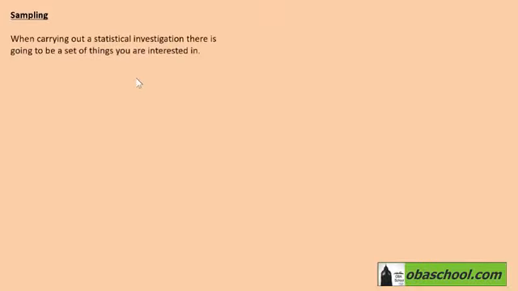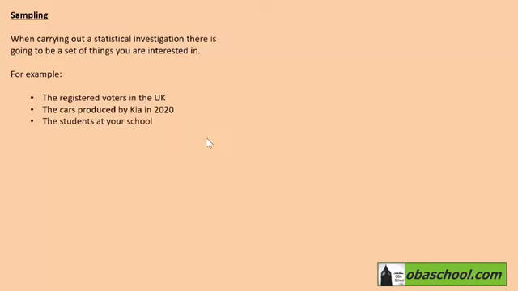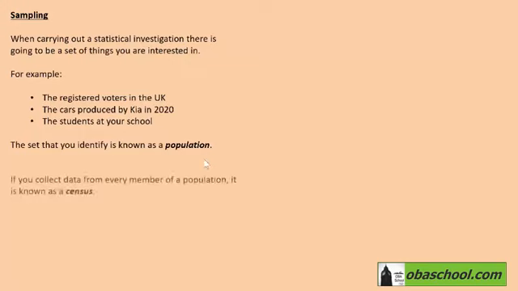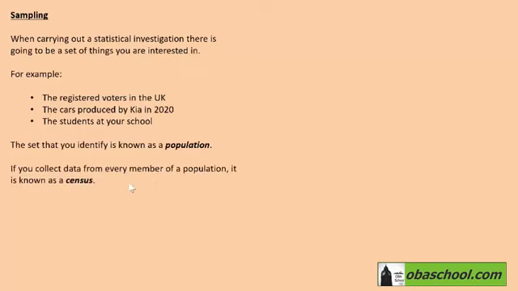When carrying out a statistical investigation, there is going to be a set of things you are interested in. For example, the registered voters in the UK, the cars produced by Kia in 2020, the students at your school. The set that you identify is known as a population. If you collect data from every member of a population, it is known as a census.